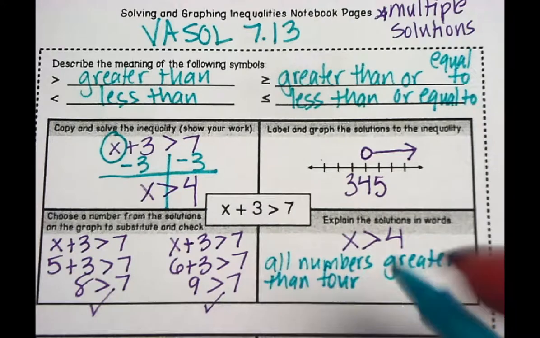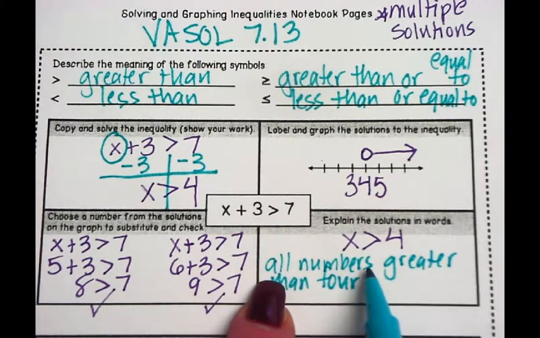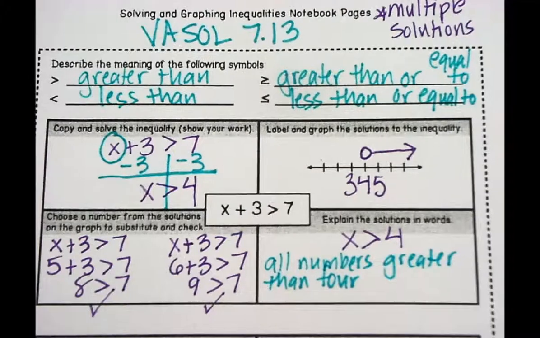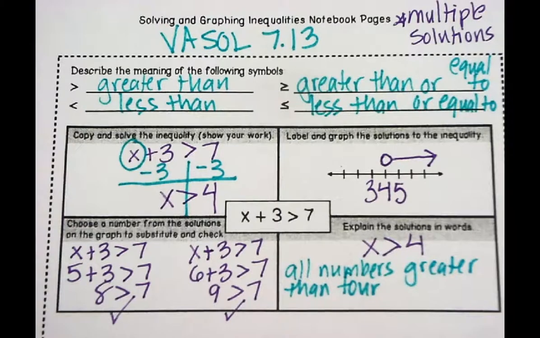But do you see how that matches? The x represents, because we have more than one number, like with an equation, we would say the number is 4. But here we're representing our solution with all numbers that are greater than 4. Does anybody have a question on that first one? All right, let's go ahead down to the next one.